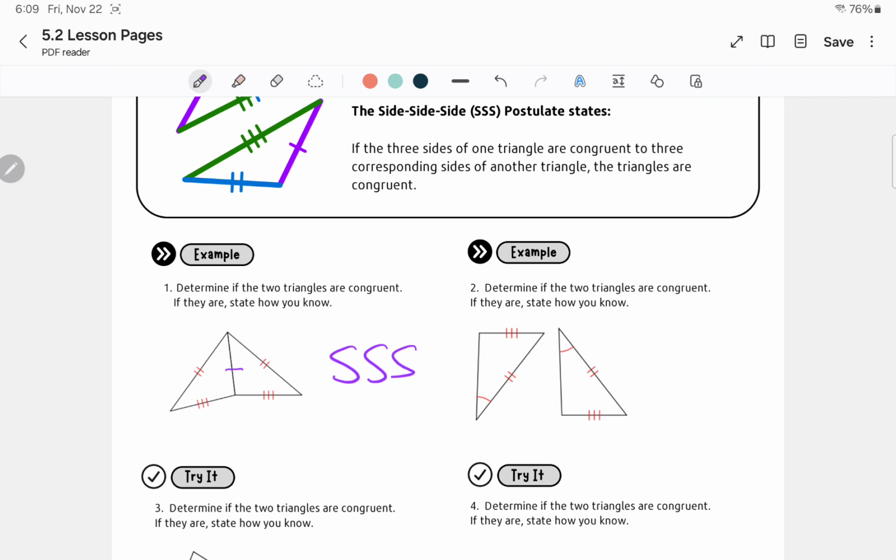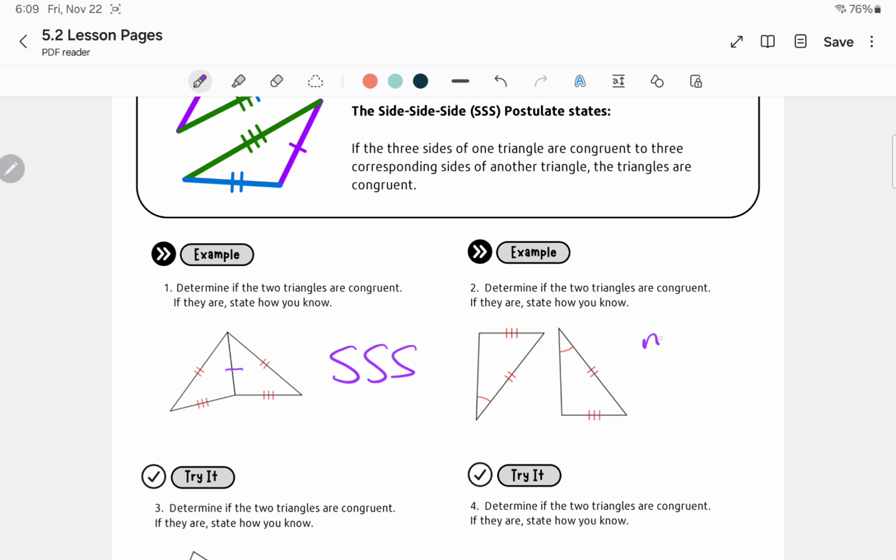Let's look at number 2. Determine if the 2 triangles are congruent. If they are, state how you know. So this time we have 2 tick marks. So that's one side, 3 tick marks, it's another side. And then a swoop, which means it's an angle. So we have an angle, a side, and a side. What does ASS spell? It spells a naughty word. So that one is one of the ones that we don't use.